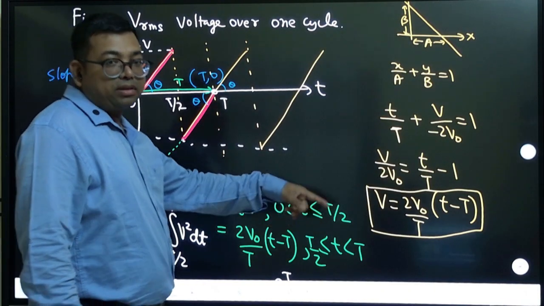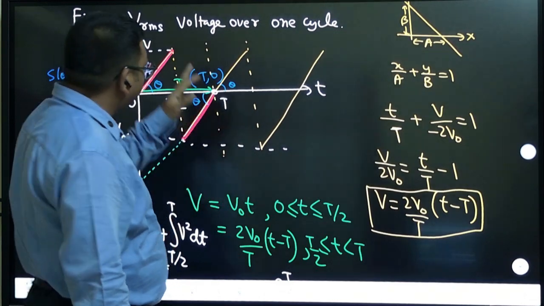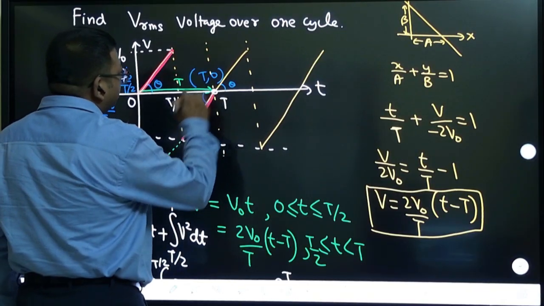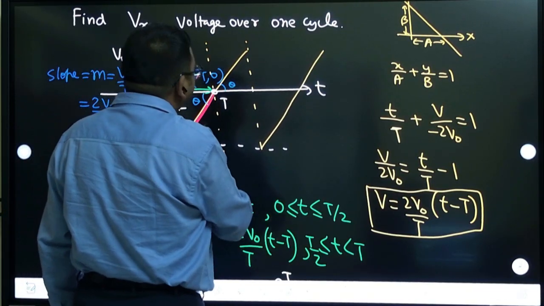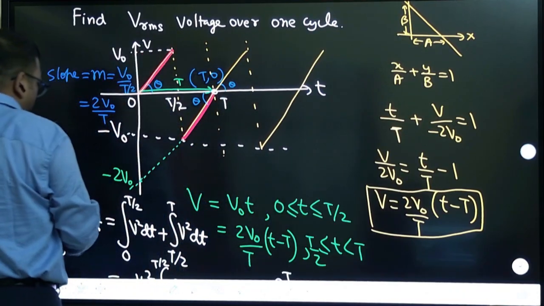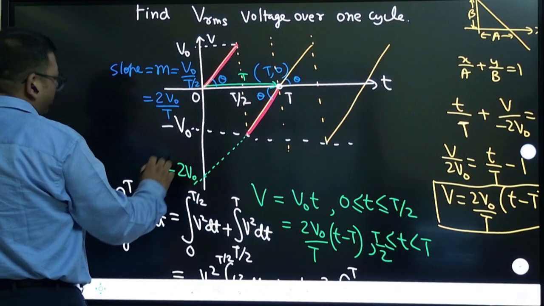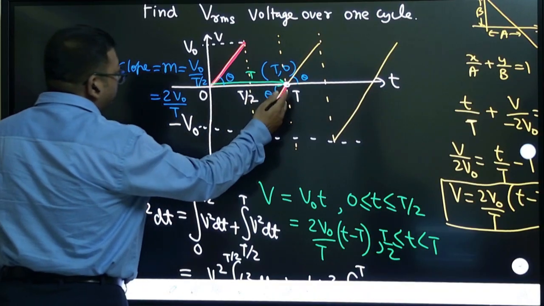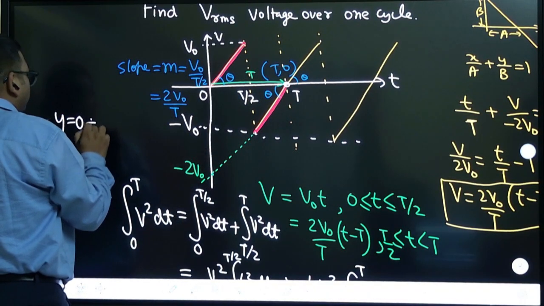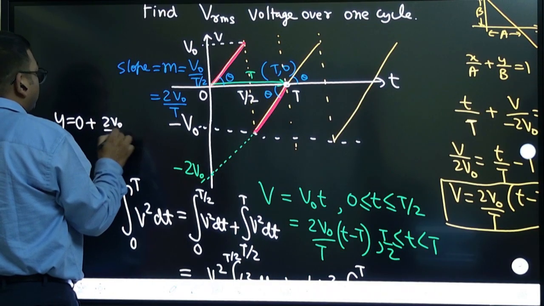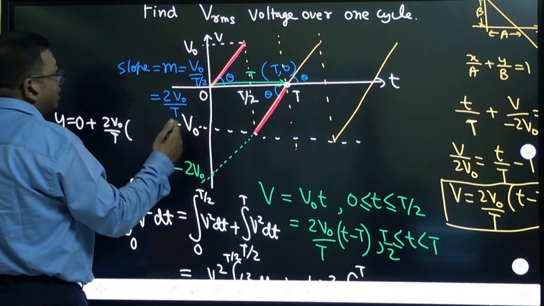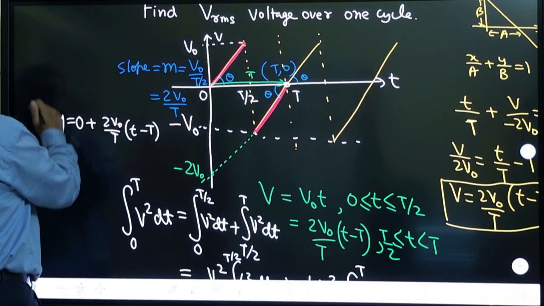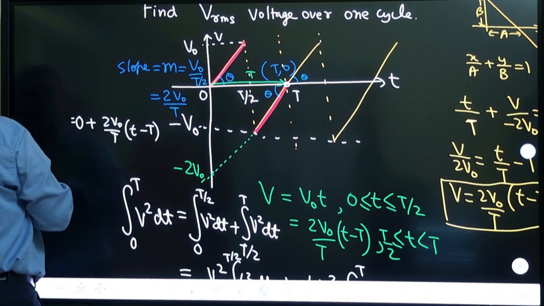Now this same equation I will try to derive by slope form, point and slope form. So point and slope, this point is T comma 0 and slope is tan theta, which we know. So I can write y equal to y1. y1 here is 0 plus slope 2v naught by T times x minus x1, x means t minus capital T. That's the equation, right? This y means v, voltage equation, right?